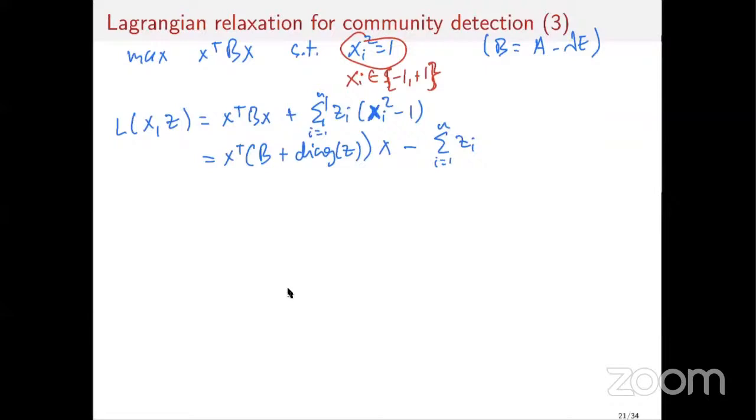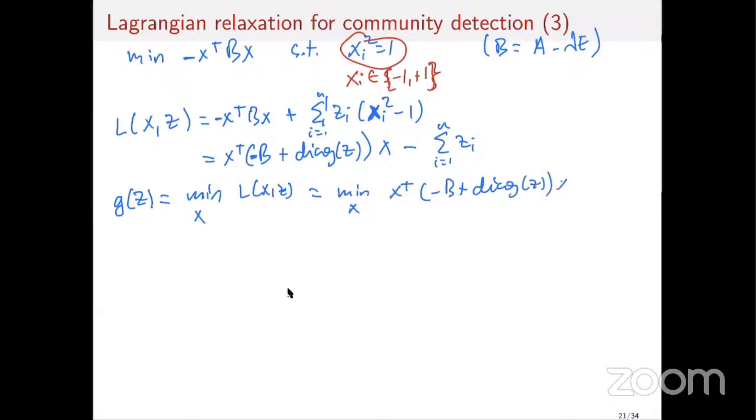So now, just to make sure that we're in the same framework as before, let me change this into a minimization problem, so that we don't get confused with the signs, and I will put a negative sign in here. Maximizing something is the same as minimizing the negative of it. So now my g of z is defined as the minimum of L of x, z over all x. So now x is unconstrained. So this is the minimum over all x of x transpose times minus B plus diag of z, times x, minus the summation of the zi.